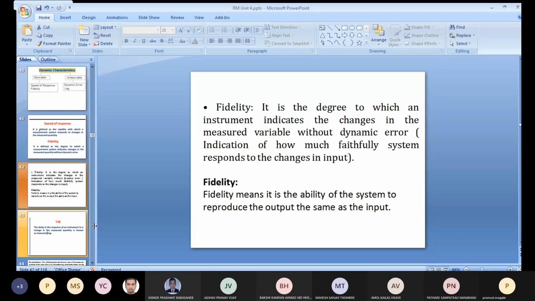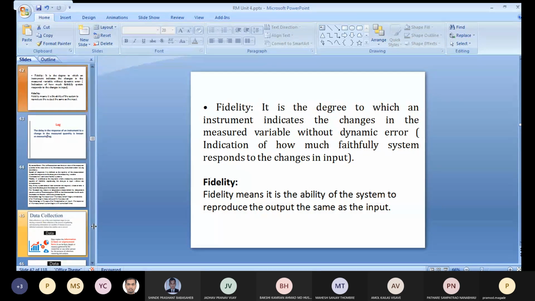Okay, so this is about the fidelity. I think you have written the things. Next one, with the lag.